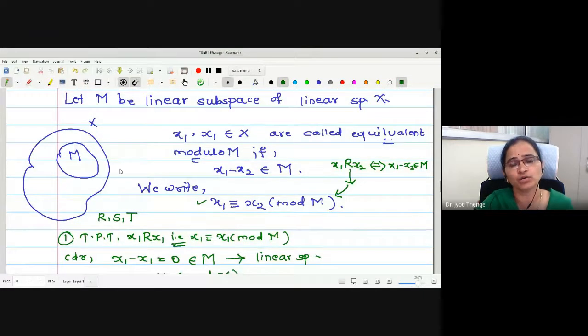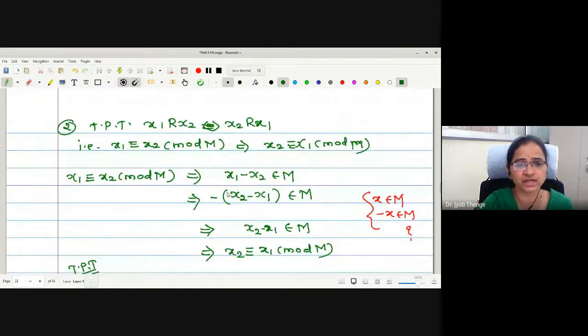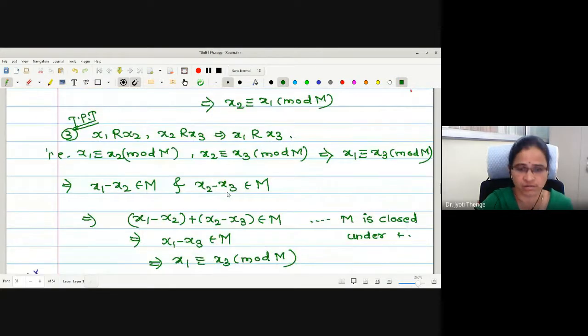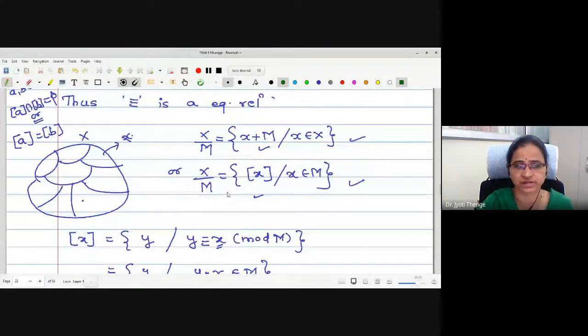Then in order to find the quotient space, one has to start with an equivalence relation, and the equivalence relation defined on the linear space X is of this type. X1 is equivalent to X2 mod M if X1 minus X2 is in M is the condition we have defined. We have verified one by one that it satisfies reflexive, symmetric and transitive property, so that it becomes an equivalence relation. And with this equivalence relation, this corresponding linear space is being partitioned like this into small groups, small equivalence classes.